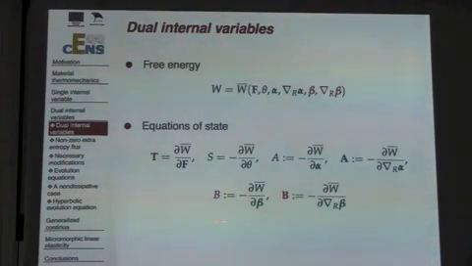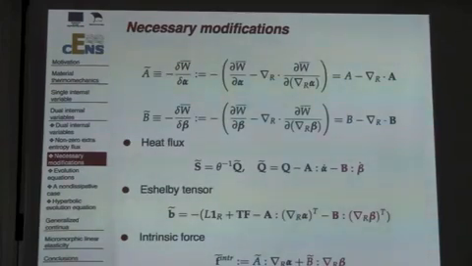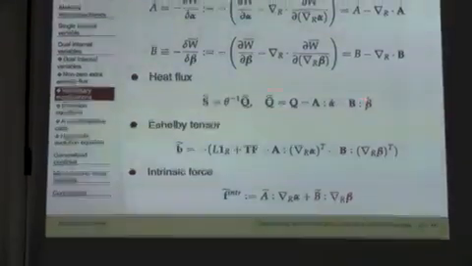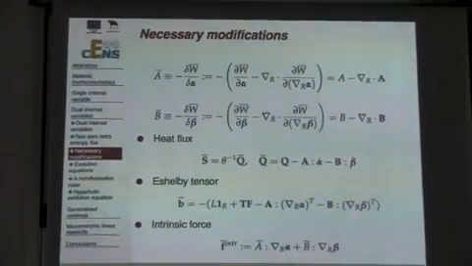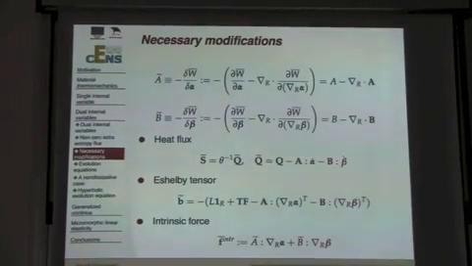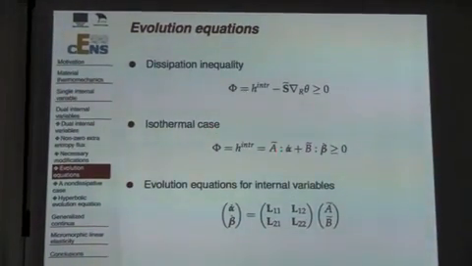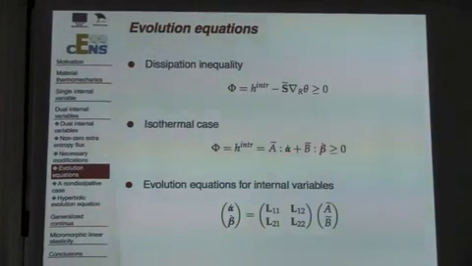We simply define additional derivatives of free energy in the same way as previously. We modify the extra entropy flux in the same way as previously. We still have the same canonical balance laws, not exactly in the same form, but the structure is absolutely the same. And then we go to the modifications like here, and we really modify the heat flux by the second internal variables. The Eshelby tensor is also modified in the same way as previously, and forces are also modified. What we obtain this way is that in the dissipation inequality, in the same isothermal case, we have not one term, but two of them.